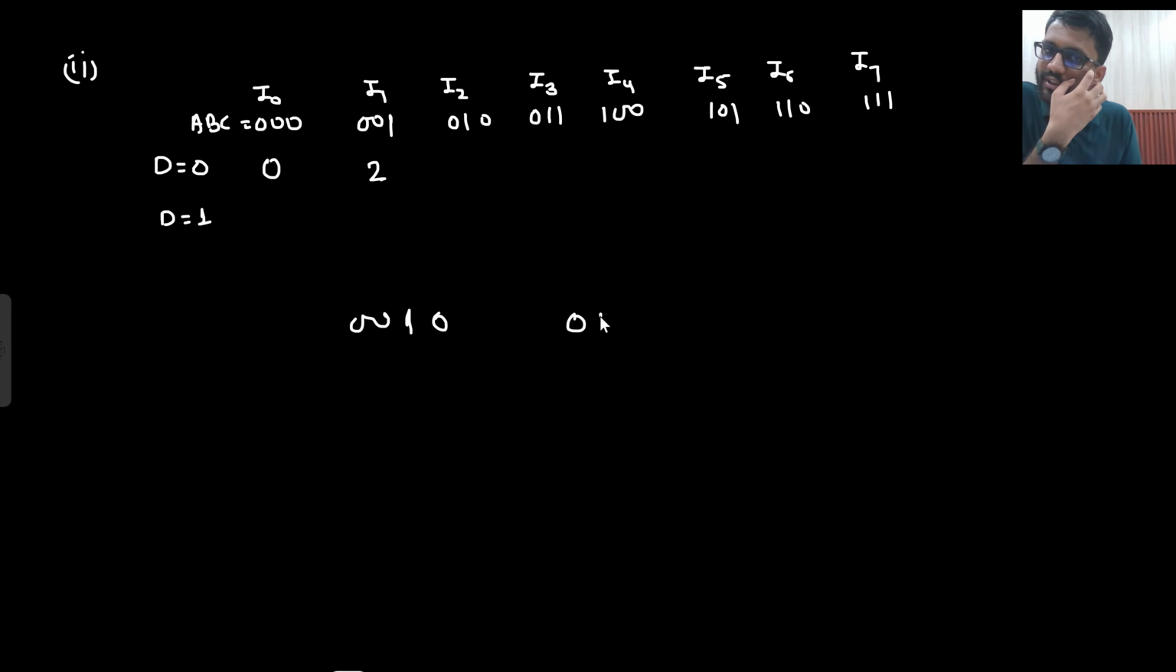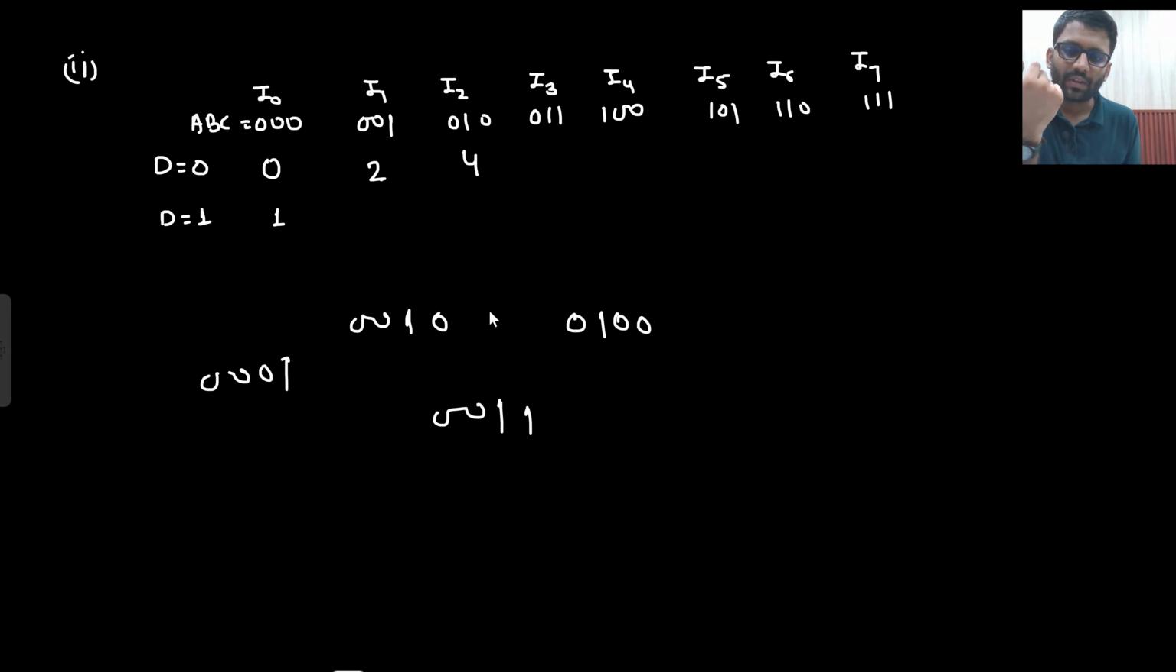What will this represent? 0, 1, 0, 0. This will represent 4. So better I should go here. 0, 0, 0, 1. This will represent 1. So in this manner we are going. What will this represent? 0, 0, 1, 1. This will be 3. ABC is 001 and D is 1. So this will be 3.